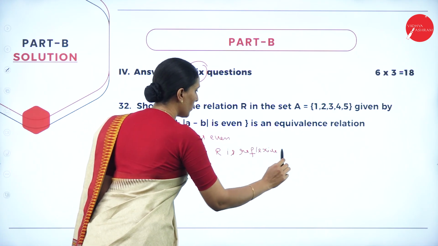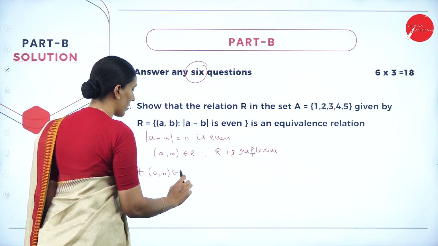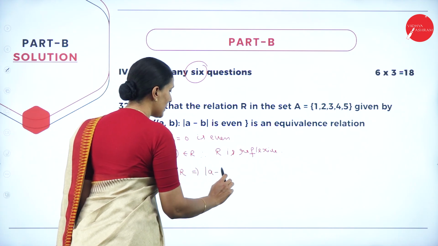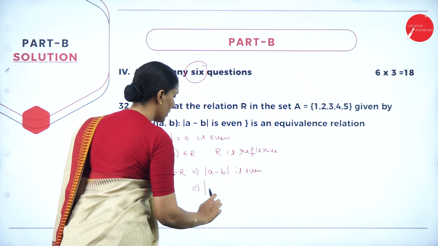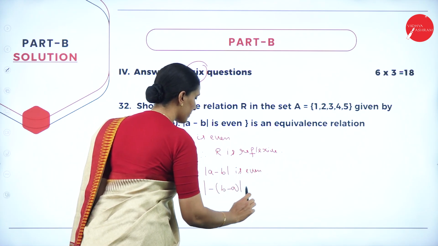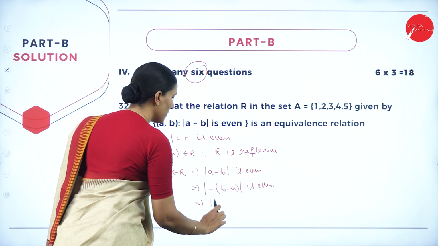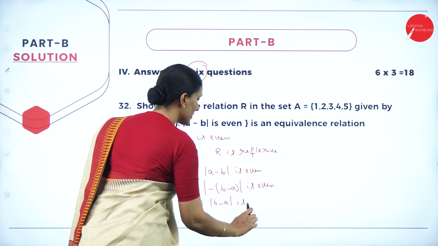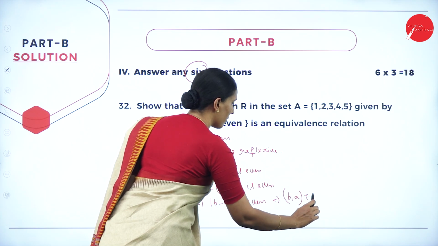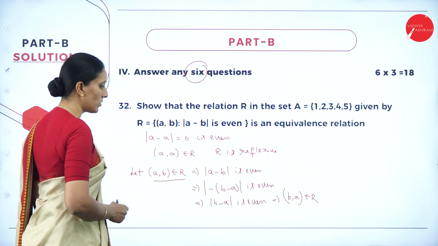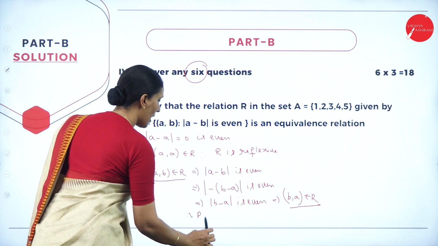Now let's take any two elements. Let (a, b) belong to R. So this implies modulus a minus b is even. Let's take the negative here, then it becomes b minus a, which is even again. Any negative number under the modulus becomes positive only. So mod b minus a is even. So this implies (b, a) belongs to R. So for any (a, b) belonging to R, we have (b, a) belonging to R. So therefore we conclude R is symmetric.